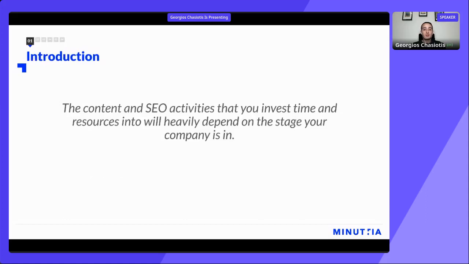Okay, so let's get started. The content and SEO activities that you invest time and resources into as a SaaS company will heavily depend on the stage your company is in. This is not something that many companies get. Obviously, companies in later stages that have reached a certain level of maturity, they get it because they have been doing this for quite a while. But especially companies in earlier stages don't seem to understand where they should invest time, resources, and so on when it comes to content SEO.